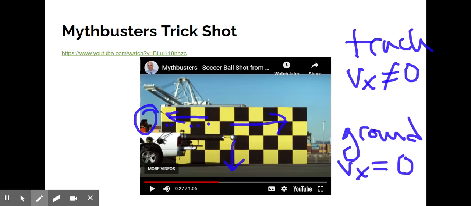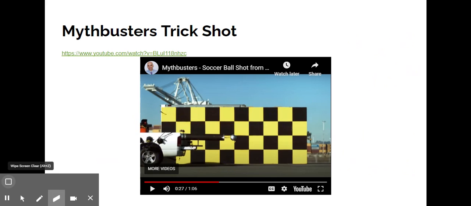That can be kind of tricky to think about. How can something have a velocity in one reference frame but not in another? Well, again, that's because motion is relative, and this truck is moving. We'll do some examples to make this a little more clear.